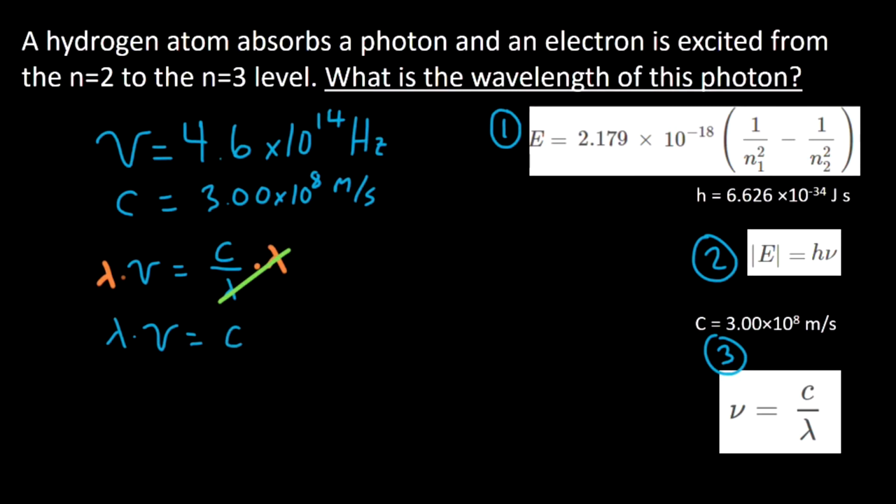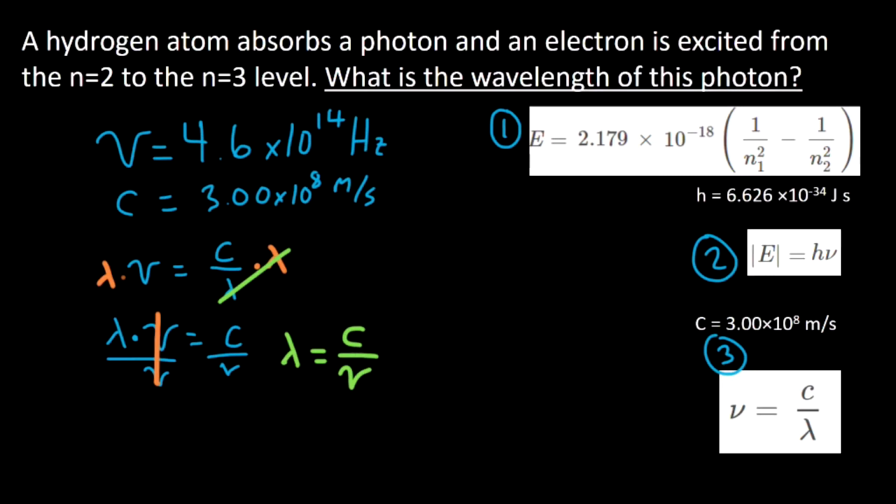And then to get lambda by itself, we have to divide both sides by nu. Remember, we're always doing the opposite of what our mathematical operator is in the equation. So here we're multiplying nu by lambda. So if I want to get rid of nu, I need to divide both sides by it. So I've gotten rid of nu now, and now I get my final equation, which tells me lambda equals c over nu.